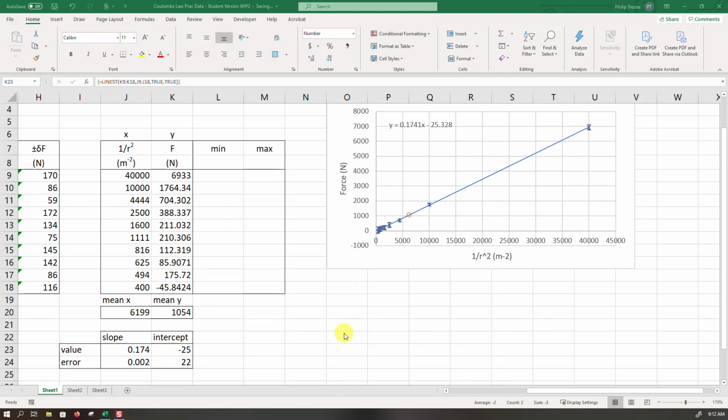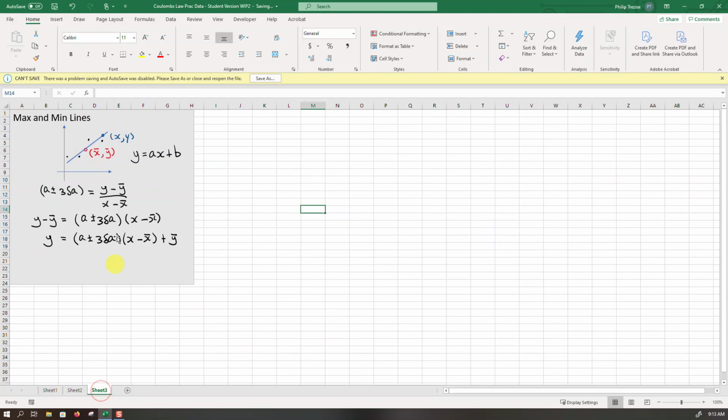Welcome back. Last time we used the LINEST command to calculate these more advanced regression statistics. This time we're going to use them to put in a max and a min line on our graph. So first, a little bit of theory.